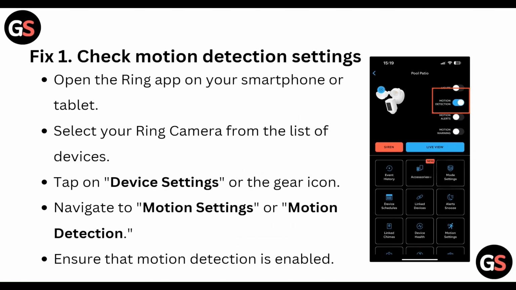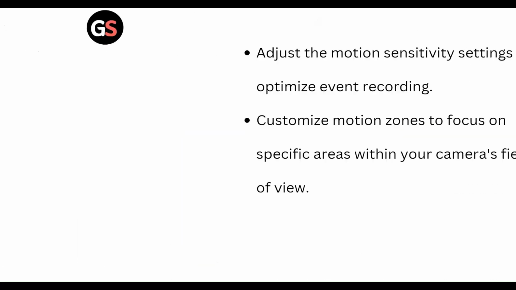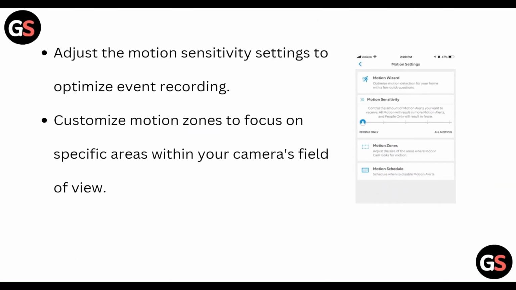Open the Ring app on your smartphone or tablet. Select your Ring camera from the list of devices. Then tap on the device setting or gear icon. After that, navigate to the motion setting or motion detection. Okay. Then ensure that the motion detection is enabled. Adjust the motion sensitivity setting to optimize image recording. Customize motion zone to focus on a specific area within your camera field.